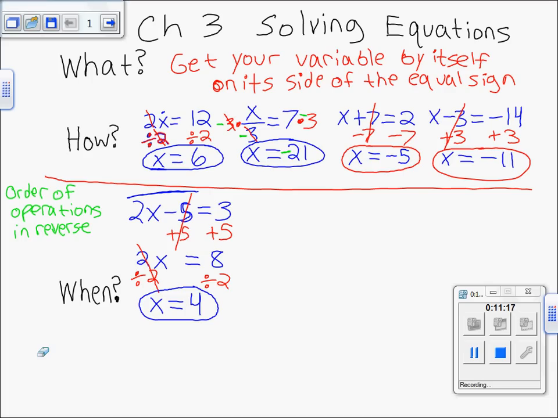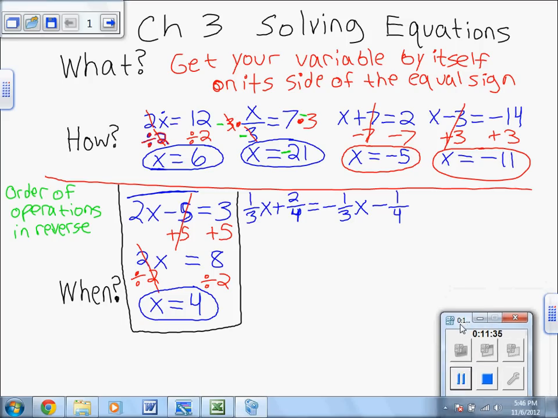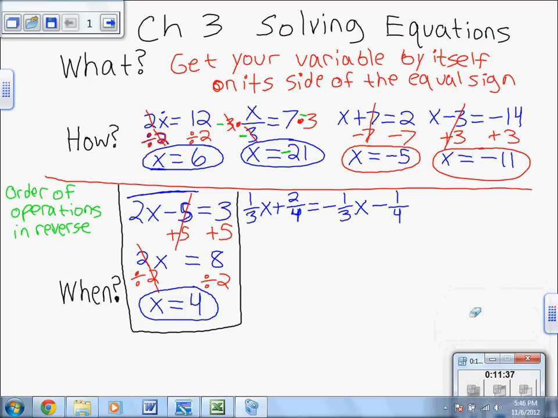If you like, we'll do one more example where we'll include a fraction in there, since I know sometimes we can get confused with fractions. So here's what we'll do. We're going to make a question that's going to have fractions in it, but the goal is going to be the same. Get x by itself. All right, so we have an equation where we've got 1/3 x plus 2/4 equals negative 1/3 x minus 1/4. So there's nothing but fractions in here, but our goal does not change. We are still going to get x by itself, and we're going to do that by first combining our x's. So we'll get to that.